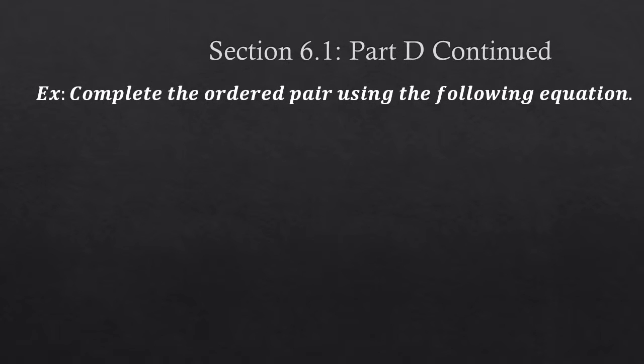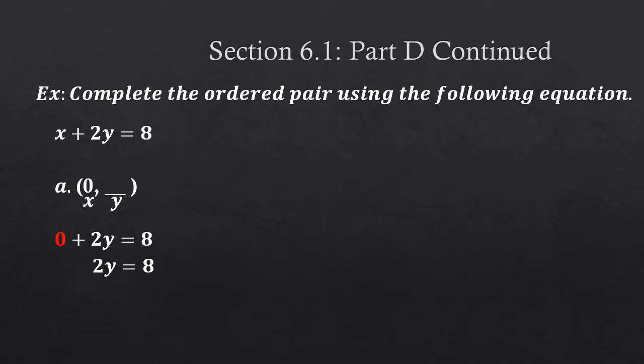Complete the ordered pair using the following equation. Your first equation is x plus 2y equals 8. Suppose I gave you an incomplete point A, where I've clearly told you that the x of that point is 0, so therefore I'm asking you to tell me what the y is. So we will use this value in this equation to solve for the missing y. That will go as follows. Zero plus 2y is still 2y, so 2y equals 8. Divide both sides by 2. y equals 4. So the missing part of point A is 4.